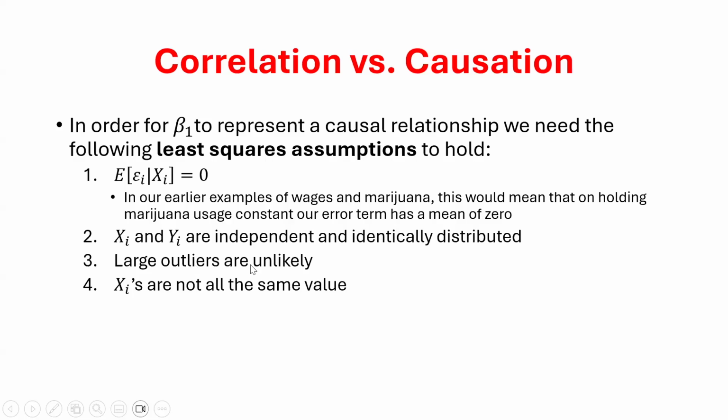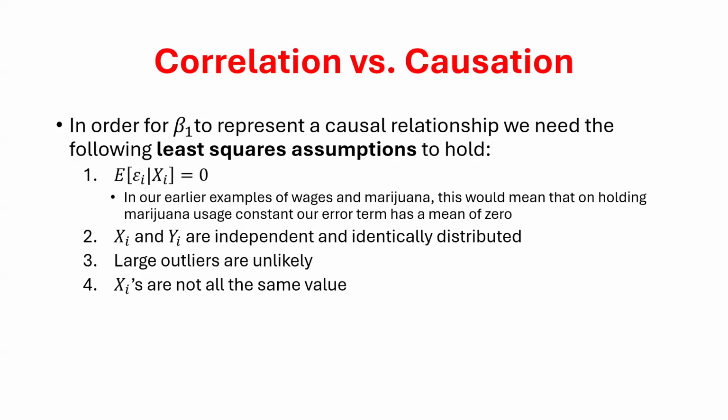We also assume that we don't have extremely large outliers. This would be like if I was estimating that wage data set and Elon Musk somehow got thrown in there. That assumption would be violated. We can't have extreme values. How extreme is extreme is a topic we won't dive into, but there are ways to test to see if you have some observations that would violate that assumption.